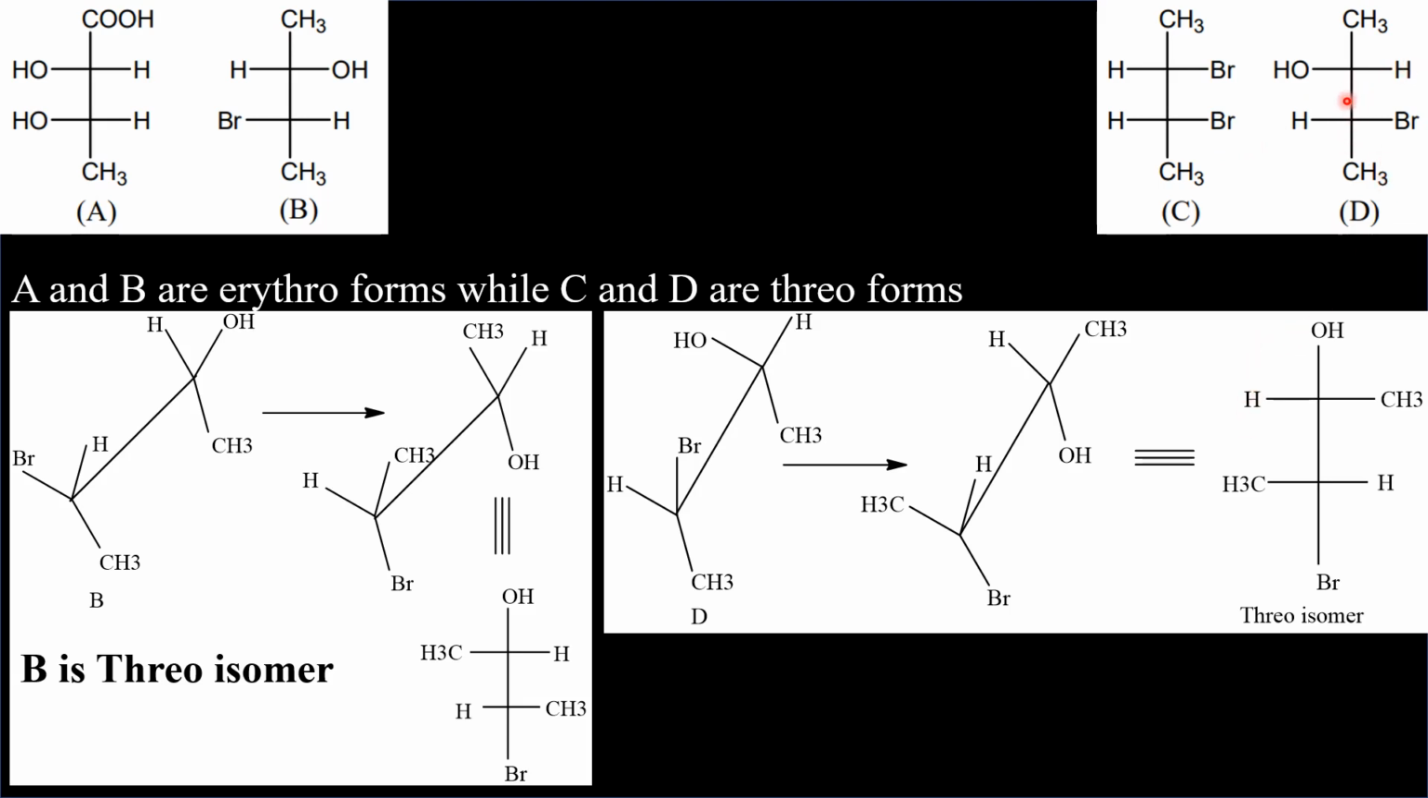Let me convert this into the Sawhorse formula now. This is the front carbon for me, so I have put it here. That carbon has a methyl at the bottom, that I have to show downward, hydrogen at the left, bromine at the right. And this is the next asymmetric carbon that is taken here, that has the top group methyl, that should be shown down, OH at the right and hydrogen at the left. So OH at the left, hydrogen at the right, as it is in the Fischer projection.